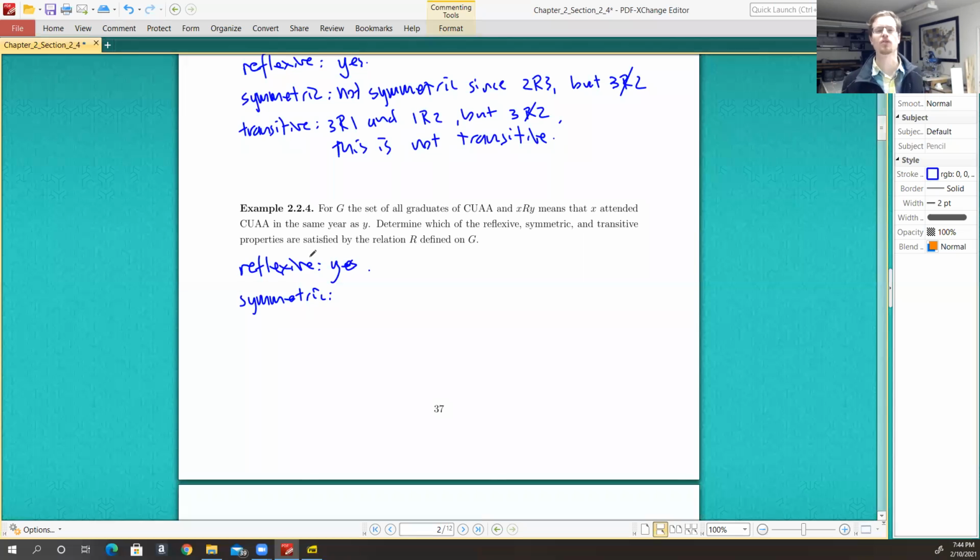I can put that in whatever order I want. Tom is related to Jerry because Tom and Jerry went to school at the same time. Jerry's related to Tom because Tom and Jerry went to school at the same time. No big deal. So is it symmetric? Yes. Excellent. And then transitive. Is it transitive?